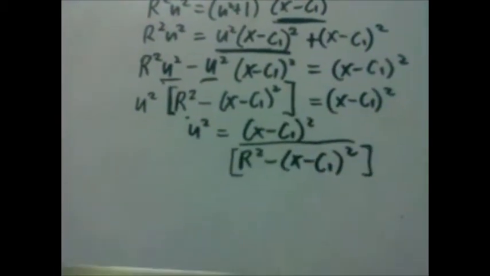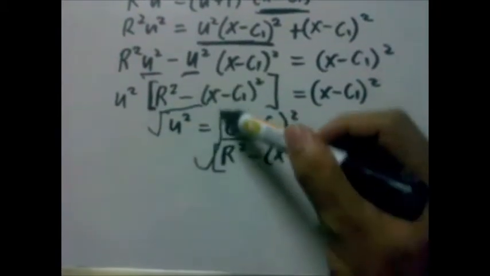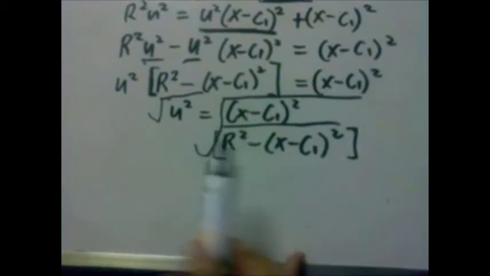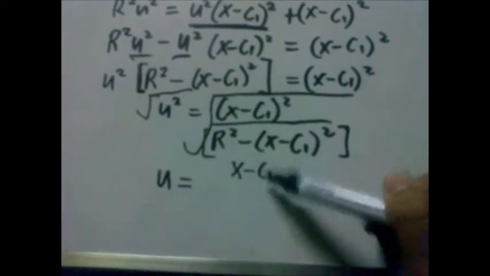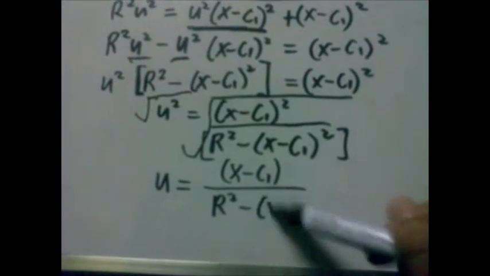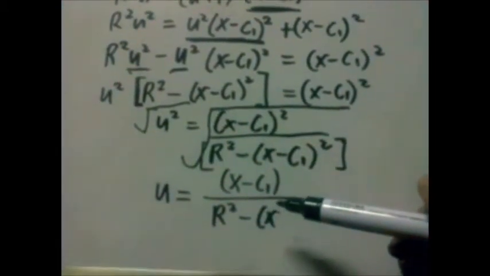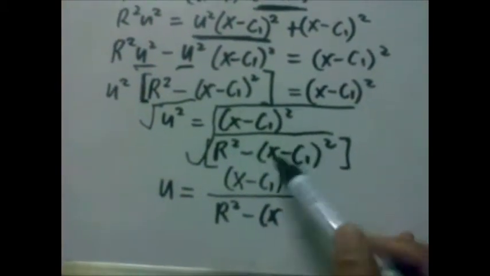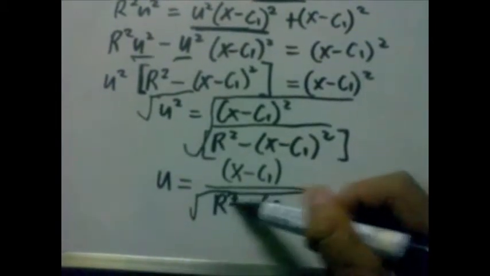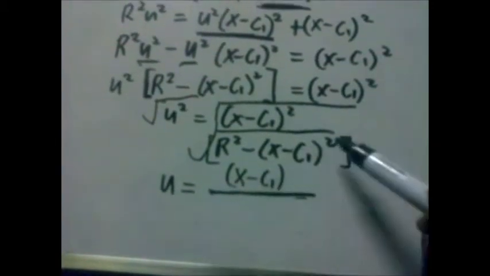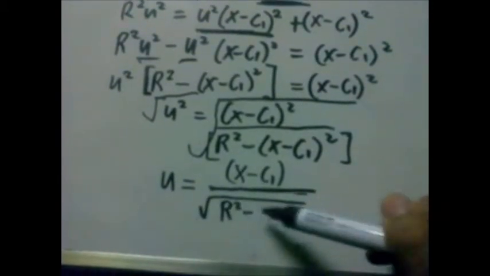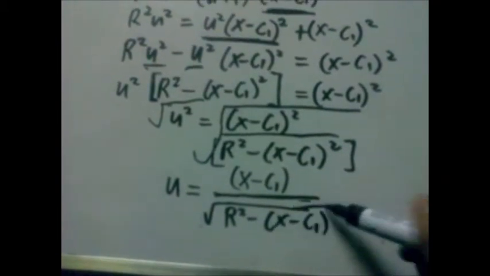After this, we have to take the square root on both sides. So square root of u and the square root of the terms on the right side of the equation. So it becomes now u is equal to, of course, the square root of the numerator, and the denominator will be taken away because of the square root. So x minus c1 over r squared minus x. Of course, the denominator remains under the square root. Okay, I'll make it clean. Wait for a while. So the denominator becomes now the square root of r squared minus x minus c1 squared.